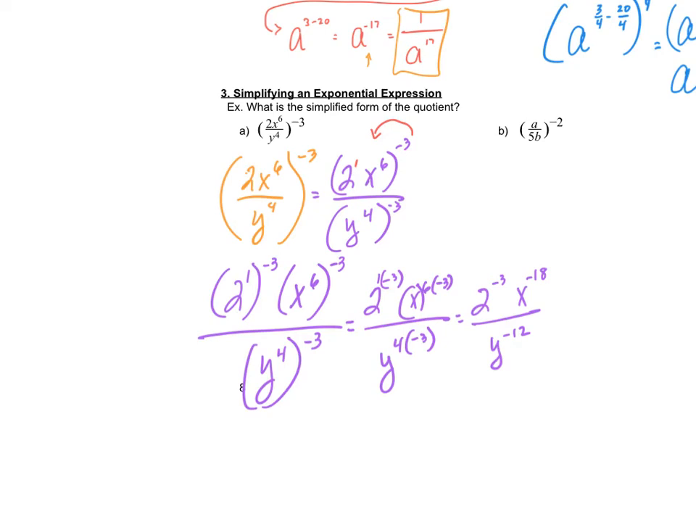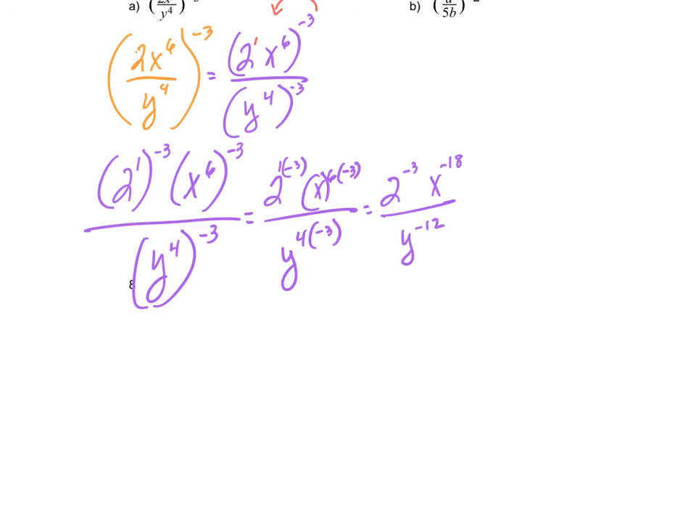And in order to make those exponents positive, we need to do the reciprocal. So in doing the reciprocal, we end up with y to the 12th over 2 to the 3rd x to the 18th, which is y to the 12th over 8x to the 18th. A lot of steps there, but I was trying to make sure you saw the flow and the thinking that was going on. So walk back through it for a second if you need to see all the different operations.